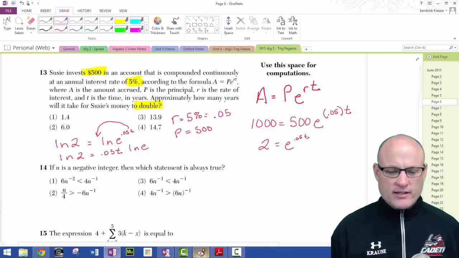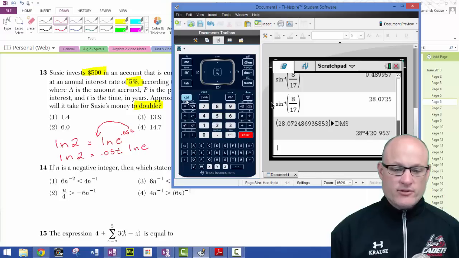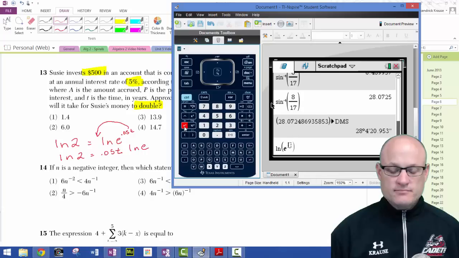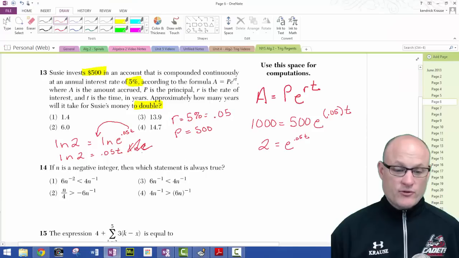Well, let's go back and take a look real quick. What is the natural log of e? You all should know that. If I do the natural log of e, it's really e to the 1. I should just get 1. So really this just goes away. So to solve, I'll divide by 0.05.